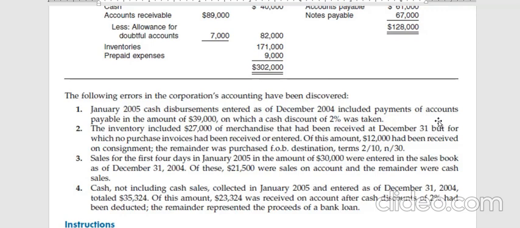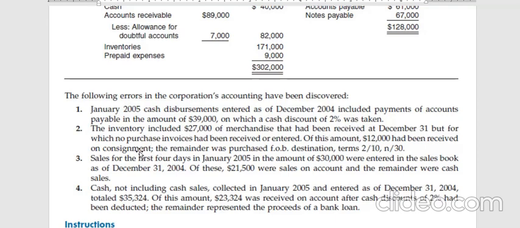Okay, now, but for which no purchase invoice had been received or entered. So you have not received any purchase invoice till now. Okay, further it says, means till that day, which is 31st December. Of this amount, $12,000 has been received on consignment. It means out of this $27,000, $12,000 was a consignment.